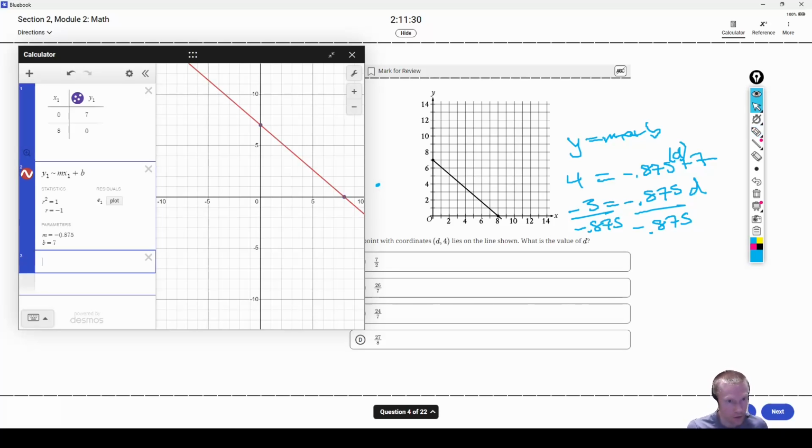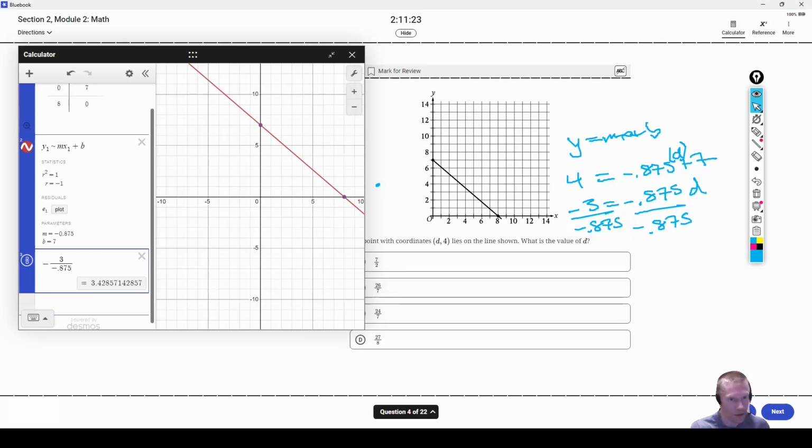So go back to Desmos. Negative 3 divided by negative 0.875. Okay, we get this value, but can we turn this into a fraction? Yes, we can. So you can see the correct answer is 24/7, so it's going to be letter C.